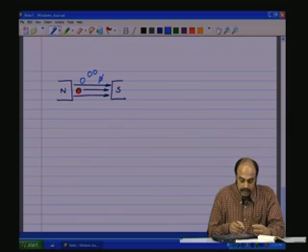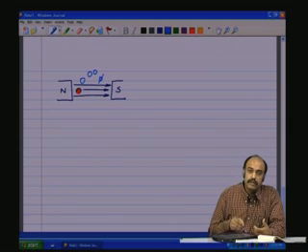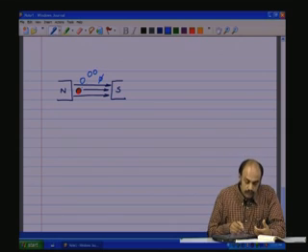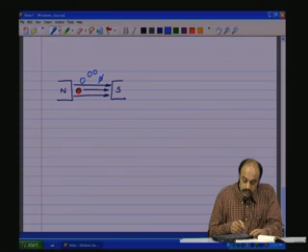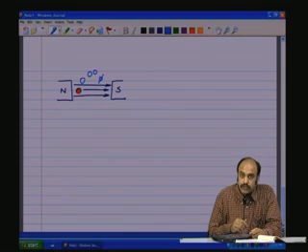So, the movement of the conductor is going to give you the d phi by dt, which is going to induce the voltage and thereby a current to flow. So, this is the other method in which induced EMF can also be produced in the conductor.